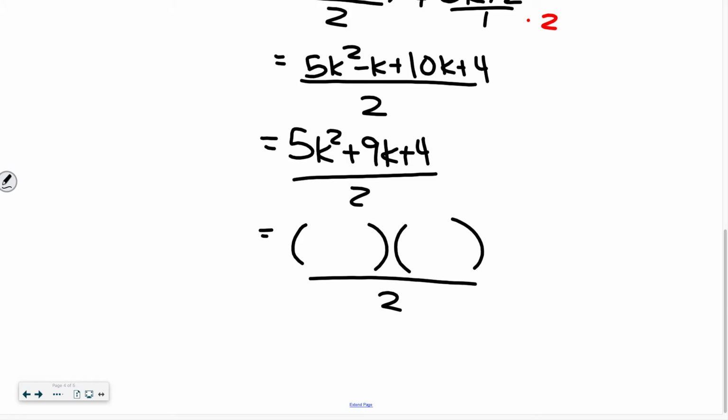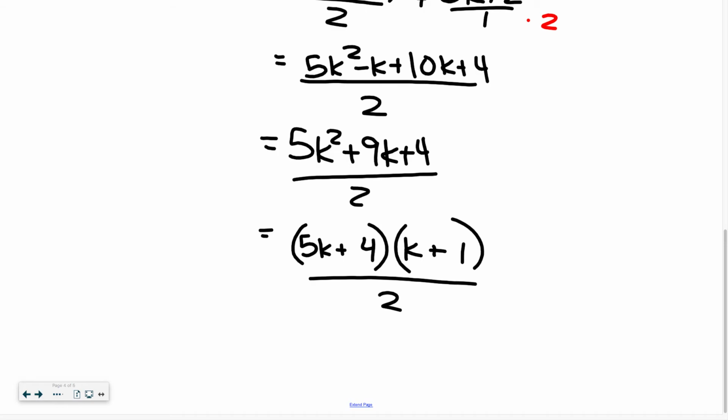So to get the first term of 5k squared, it must have been 5k and k. To get this last term of 4, I have a few options. It could be 1 and 4, 4 and 1, 2 and 2. 4 and 1 is going to give us our middle term. So we would get 5k plus 4k, which is 9k. Now, you've got this in its factored form.